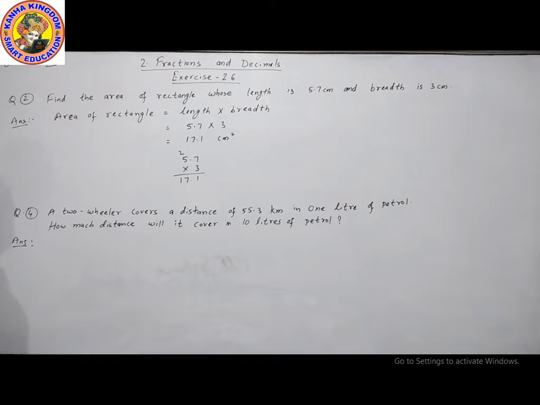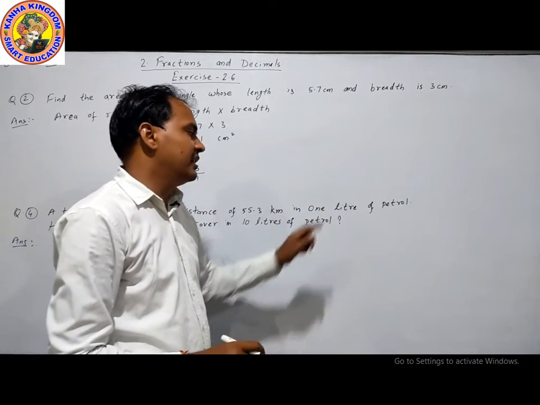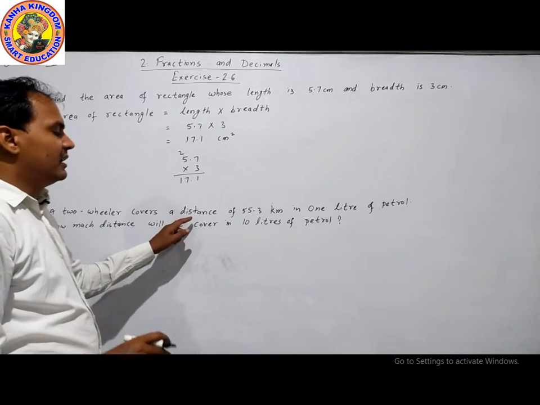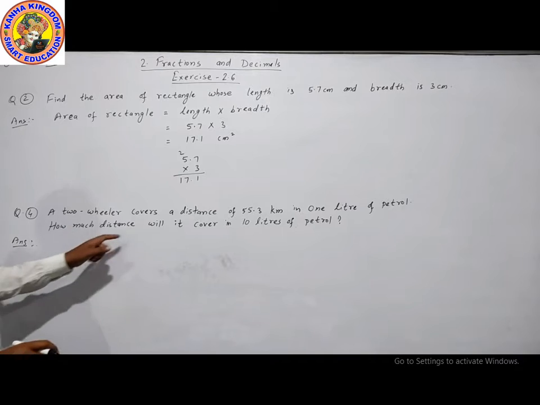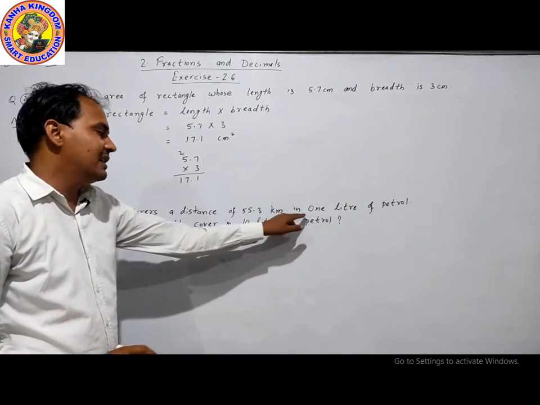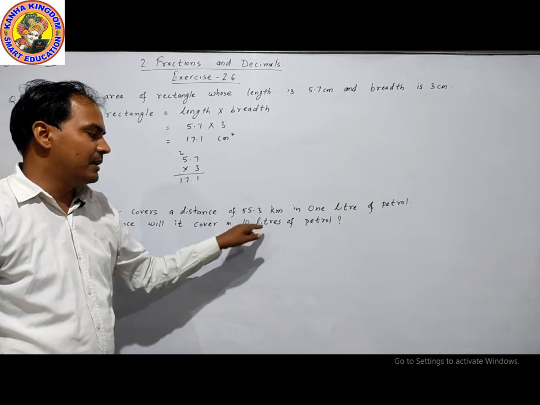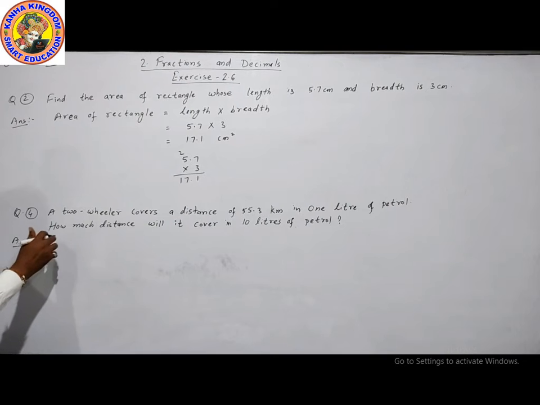Now next question is question number 4. A two-wheeler covers a distance of 55.3 km in 1 liter petrol. In 1 liter petrol, it can travel a distance of 55.3. How much distance will be covered in 10 liter? For 1 liter, 55. For 2 liter, multiply by 2. For 3 liter, multiply by 3. The question is 10 liter, so we will multiply by 10.